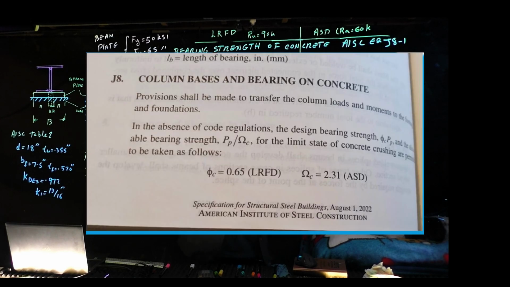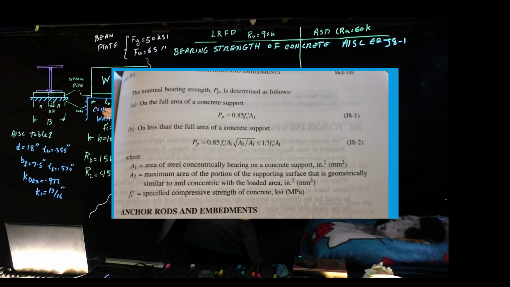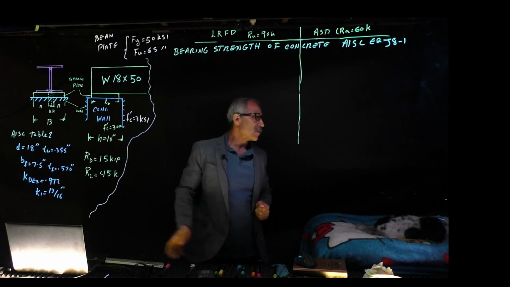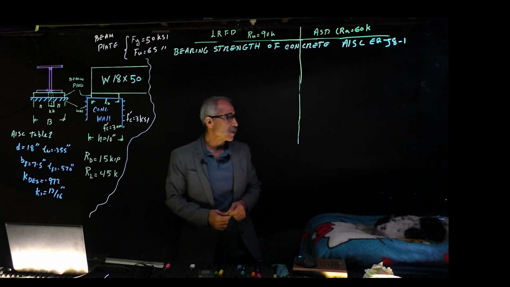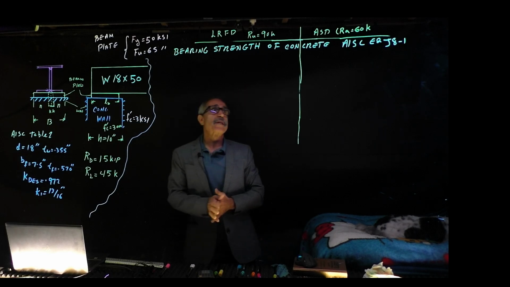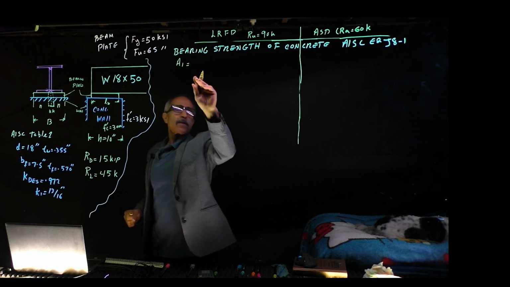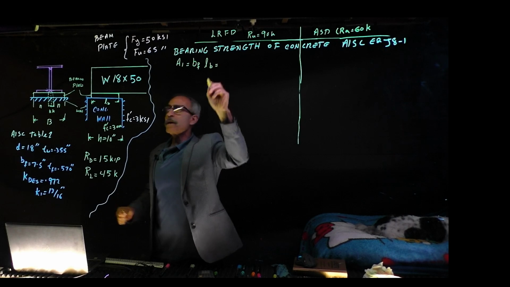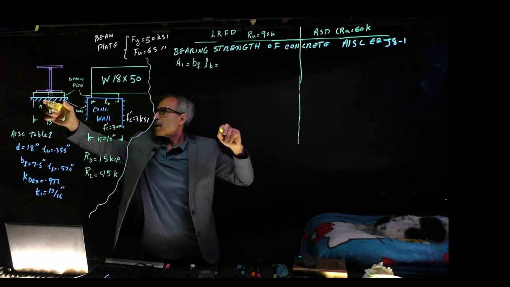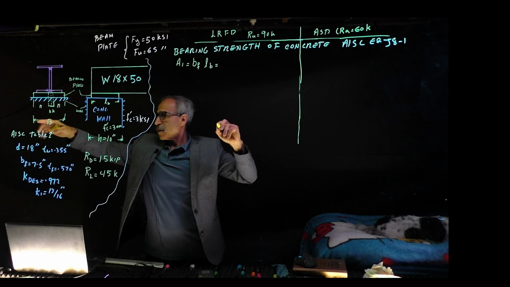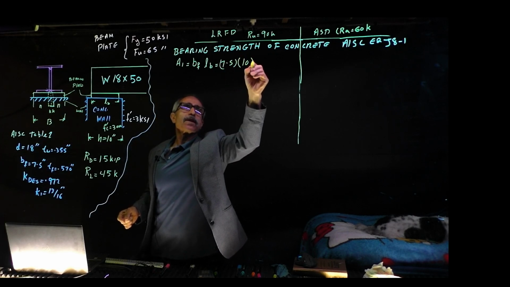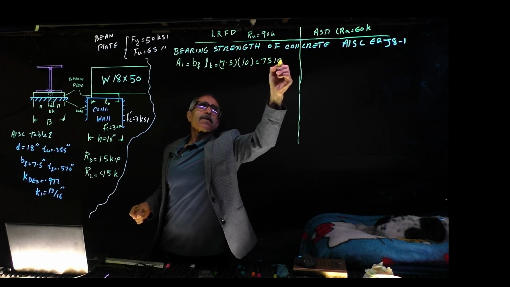We have A1 and A2. Our A1 basically is the area of the steel on top of the concrete, the full bearing length of the steel. And then we have the A2, which is the maximum area of the portion of supporting surface. In this case, our A1 is bigger than A2. So A1 is equal BF times LB, right this whole area underneath it. And that's going to be, the BF is 7.5 inches, and the total concrete is a 10 inch available. That's 75 inch square.